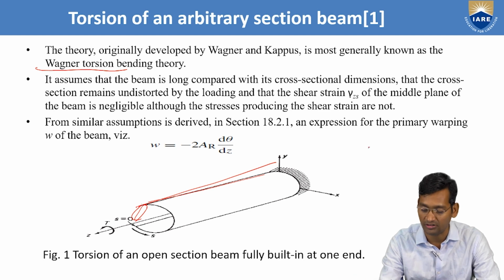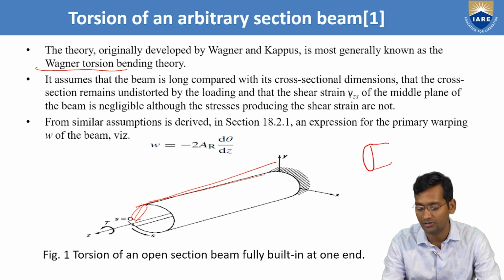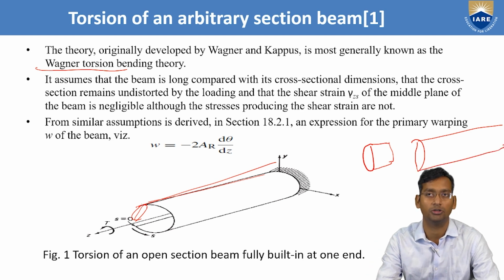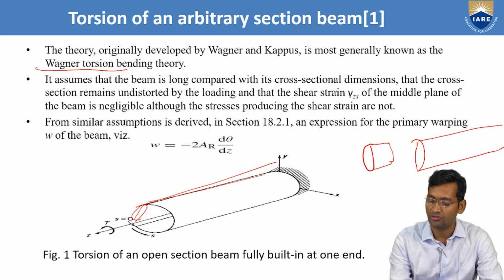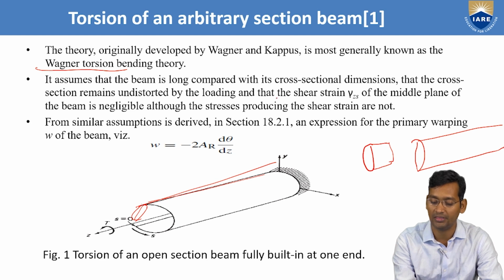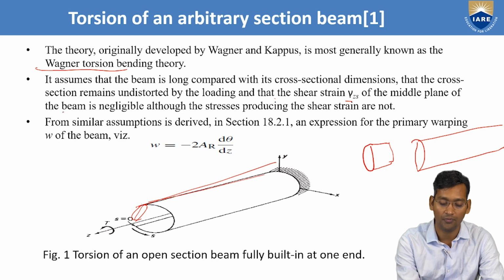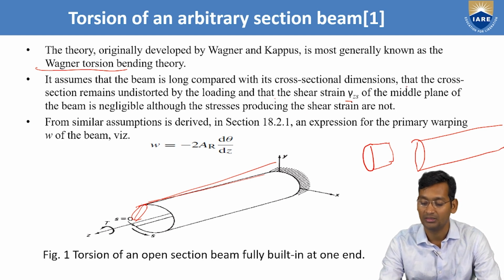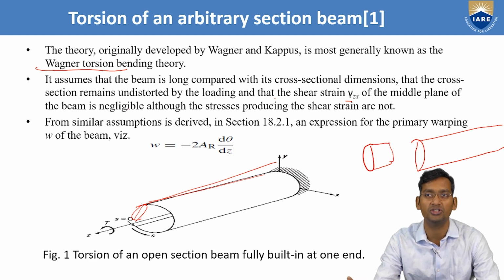Suppose this is the cross section, then this beam should be very long compared to its cross-sectional dimension. It also assumes that the cross section remains undistorted by the loading, and that the shear strain, gamma ZS, of the middle plane of the beam is negligible through the stresses produced in the shear strain. So the cross section remains undistorted.